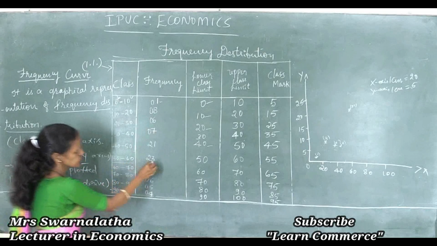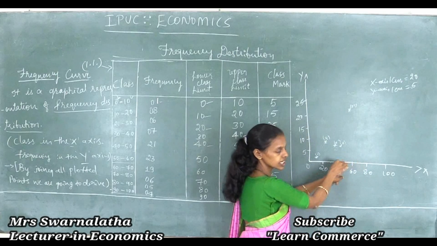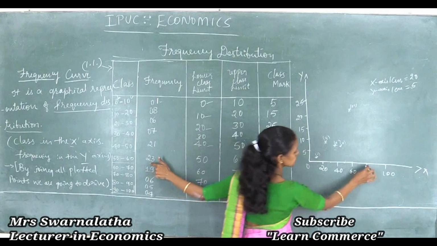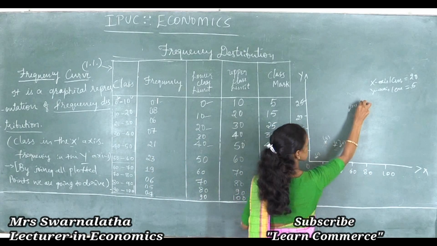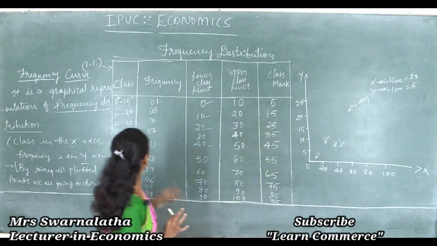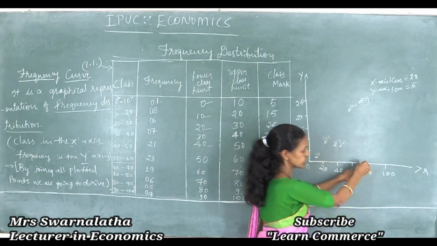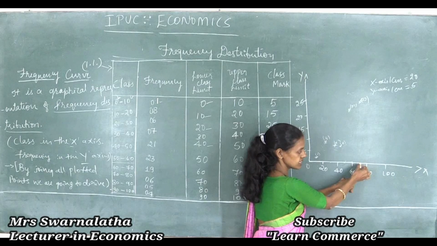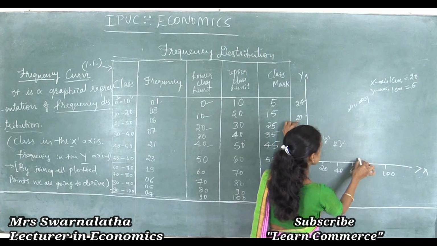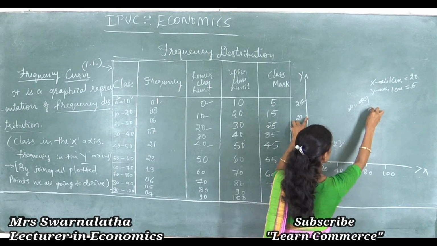Then 50 to 60 has 23. 50 lies in between 40 and 60. Then 60 to 70 has 19. 70 lies in between 60 and 80.